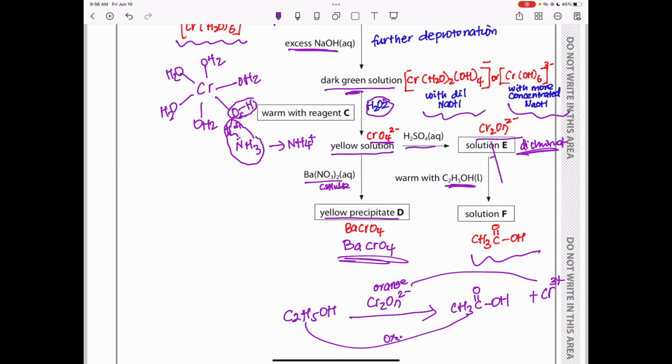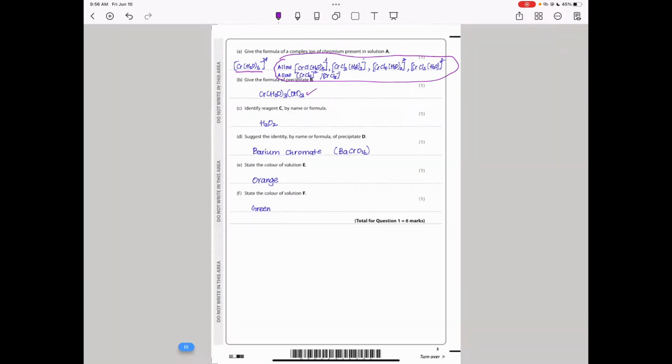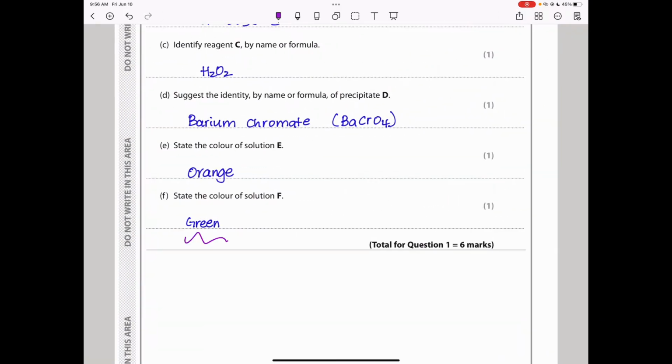Again, this is oxidation, and then this is going to be reduced. So the dichromate is going to be reduced to chromium 3. This is going to be green in color. That is why the final sample is going to be green, as we can see here. So this is the end of question 1. Let's go to question 2.